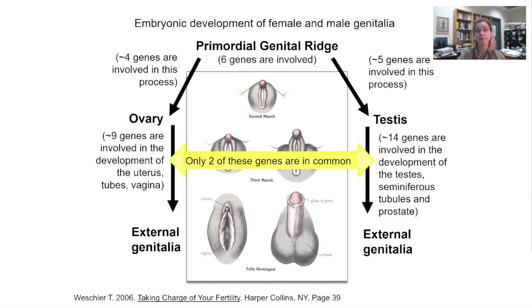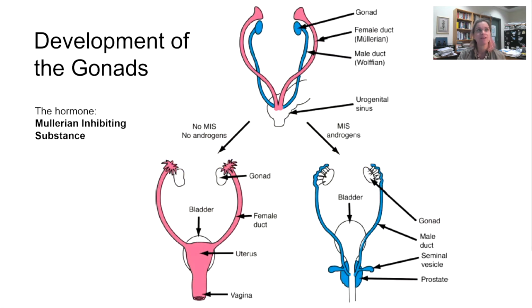I want to go a little bit more specific into what's happening at that gonadal level. Here we've talked about the genitalia, so let's talk about gonads. In the embryo at 6 weeks and leading up to 6 weeks, there are actually 2 different ducts. There's the female duct and the male duct, and all embryos have both. So all embryos have the ability to form male or female gonads. The female duct is called the Mullerian duct, and the male duct is called the Wolffian duct.